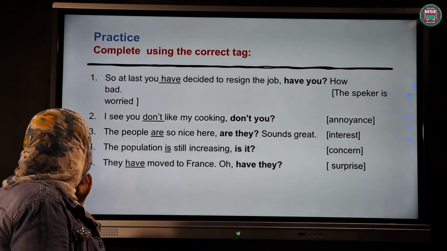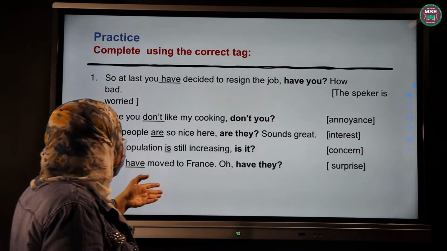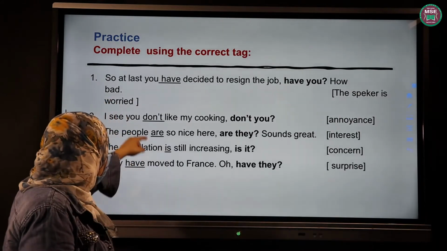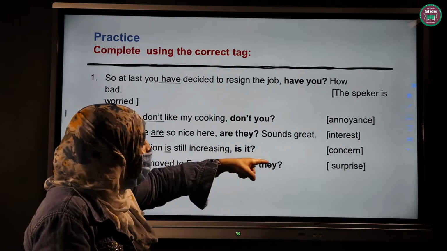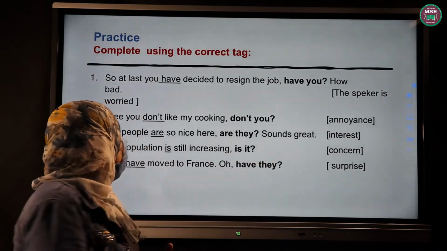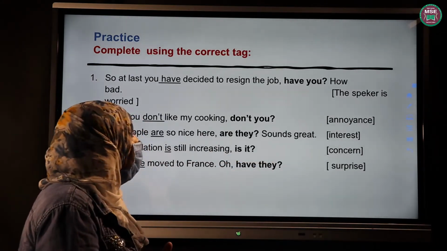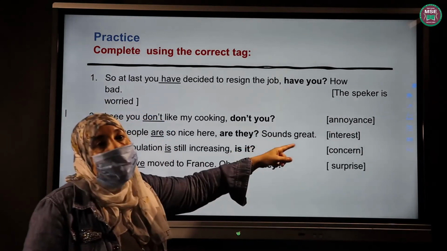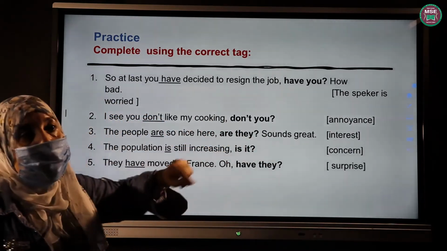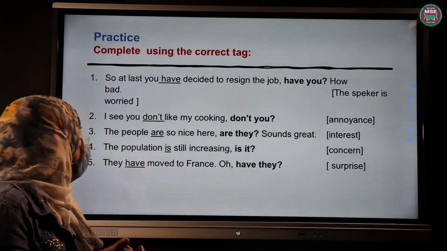Look to 3. The people are so nice here. Are they? Sounds great. It's interest. And what makes me feel that it's interest? Look to the end of the sentence or the statement. Sounds great. It sounds great. So it's kind of interest.